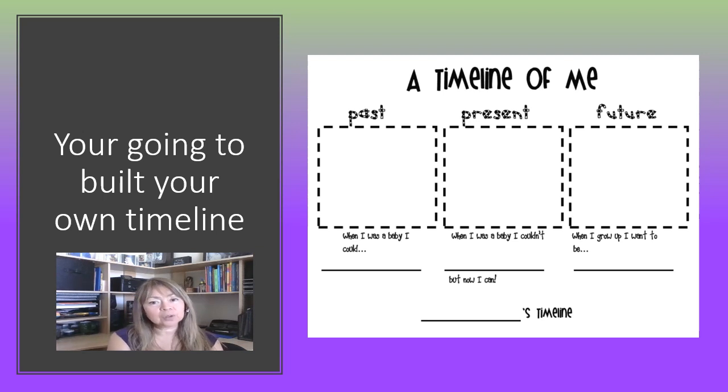You're going to draw and place the days in chronological order. When you finish, you're going to write down 3 different sentences. One for the past, one for the present, and one for the future using this sentence stem.